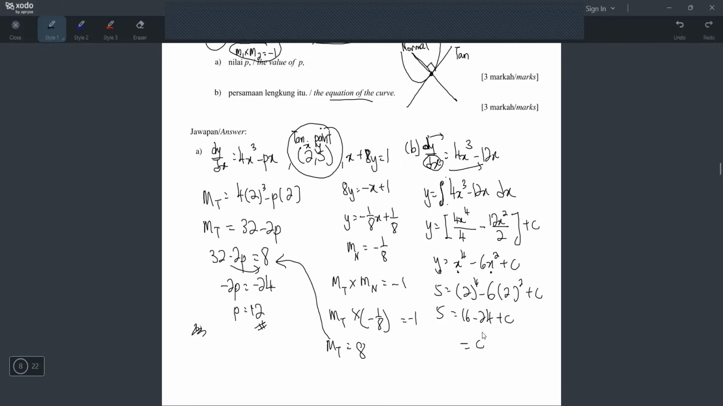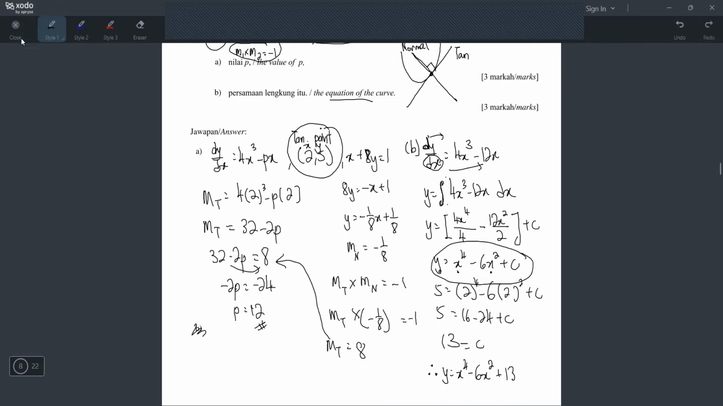5 minus 16 plus 24. Okay, my calculator gives me positive 13. All right, so my c is 13. So finally, what is my final answer? What is my equation of curve? It will be this line. Which line? It will be this line. So it will be y equals x power 4 minus 6x squared plus c. I already know it's 13, so plus 13. So this is my equation of curve.